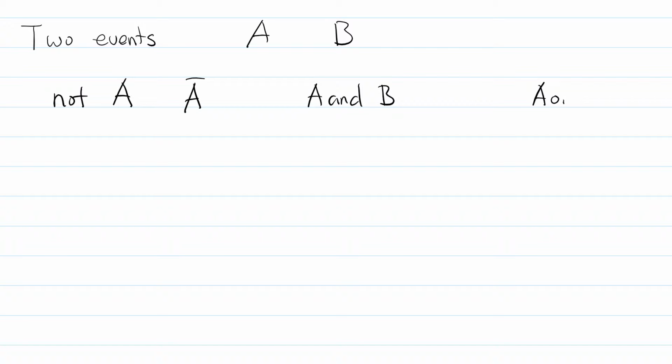Here are two events named A and B, and we are interested in three kinds of situations. The first situation is A does not happen, and in math language we write not A, and sometimes we write A bar. The second situation is that A and B both happen, and we write that as A and B. The third kind of situation is that either A or B or both happen, and in math language that is A or B.